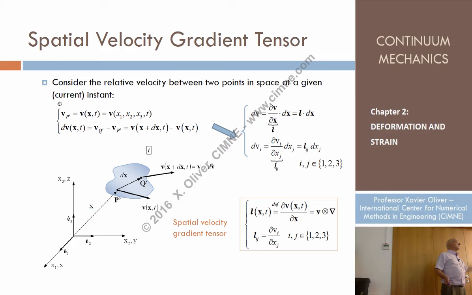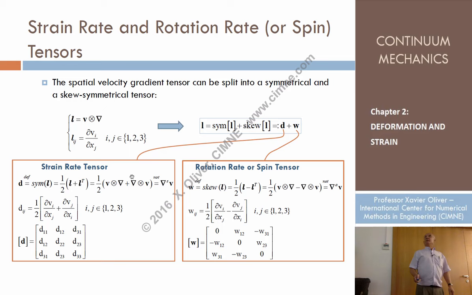So, a new tensor. Information about relative velocities is contained in this tensor, which, by the way, can be obtained just by differentiation of the velocity field. Okay. Well, it's interesting for mechanical reasons to decompose this newly defined tensor into its symmetric part and its skew part. That's an operation that can always be done.